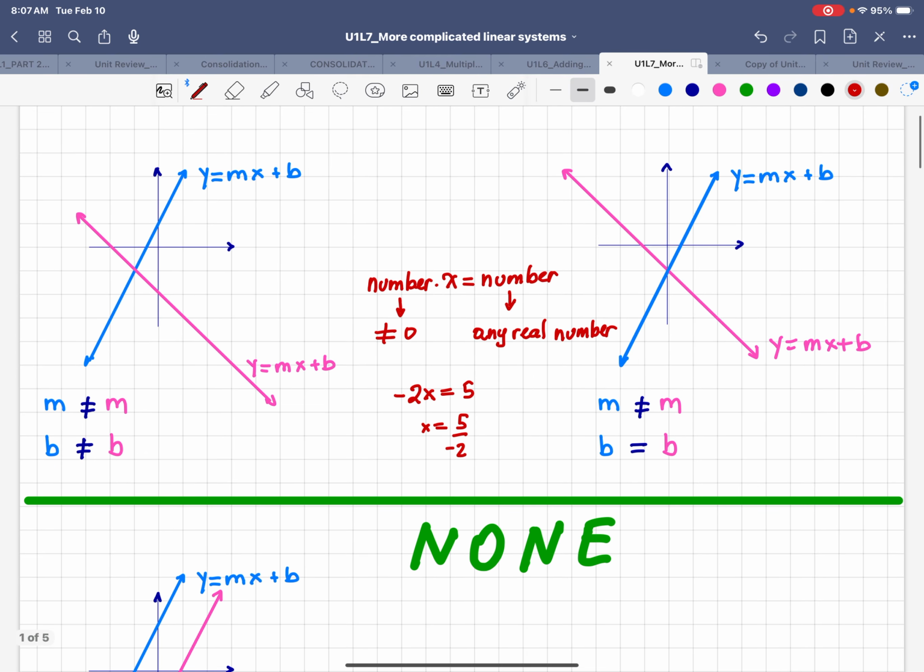Now, if the number on the right side happens to be a 0, that's okay too, because you would be in a situation where you have 2x equals 0, x equals 0 over 2. So that means that the x-coordinate at the point of intersection will be 0, which means that most likely this is going to be on the y-axis. The point of intersection will be the y-intercept. So that is still one solution.